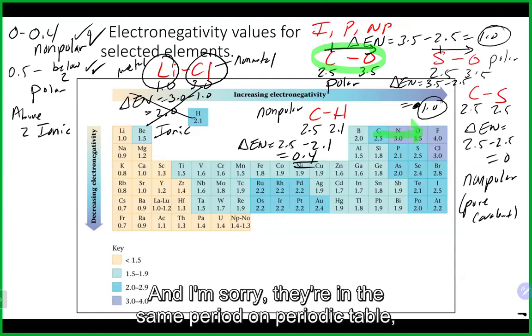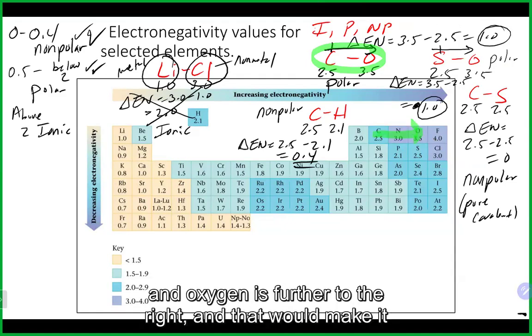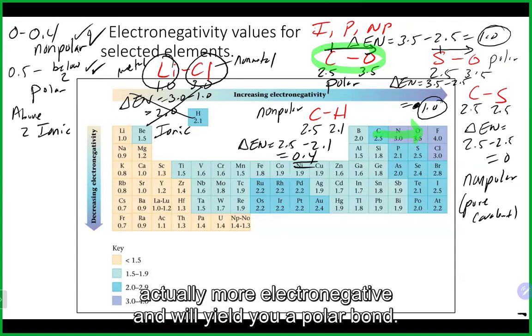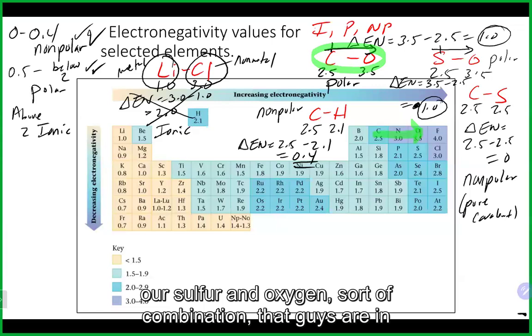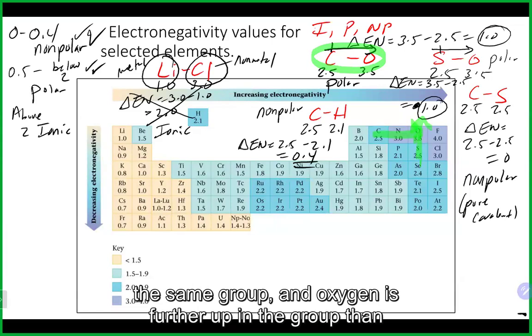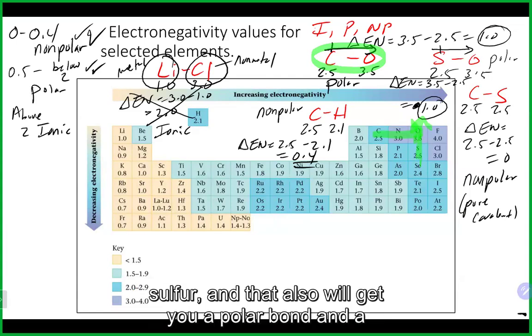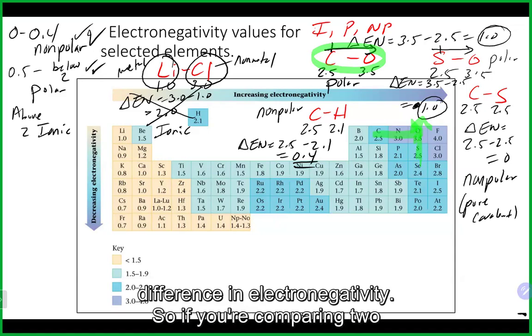And I'm sorry, they're in the same period on the periodic table, and oxygen is further to the right, and that would make it actually more electronegative and will yield you a polar bond. You don't even really need the numbers. We could also look at our sulfur and oxygen combination. Those guys are in the same group, and oxygen is further up in the group than sulfur. And that also will get you a polar bond and a difference in electronegativity.